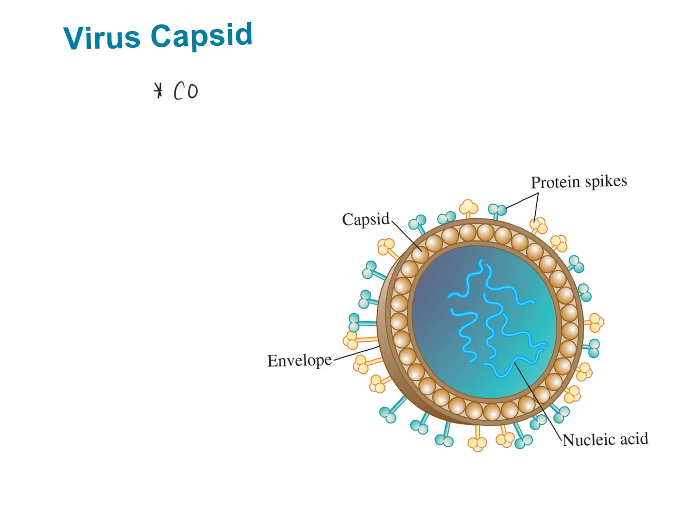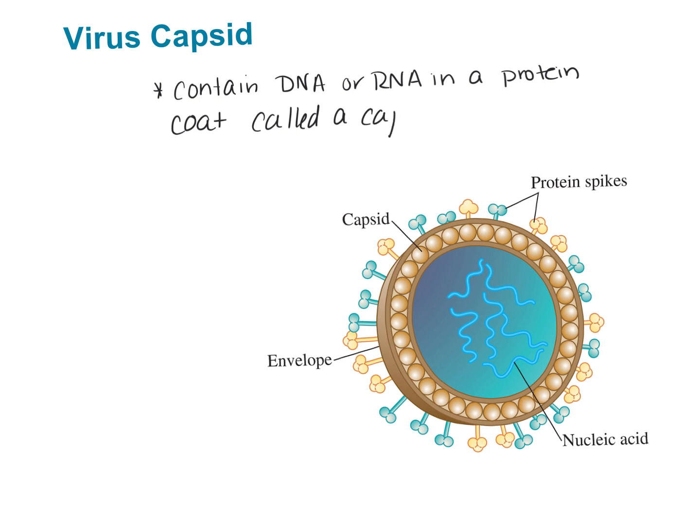Viruses contain nucleic acids, and they contain either DNA or RNA. I'm getting ahead of myself. So they contain either DNA or RNA in a protein coat called a capsid. Okay. So when we look at this generic virus here, these are the nucleic acids, and it's either DNA or RNA, and they're in the capsid that's shown here.